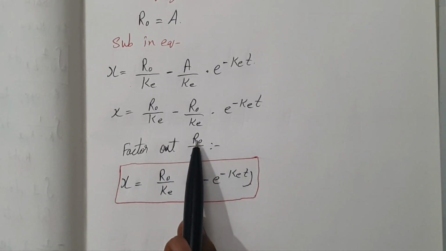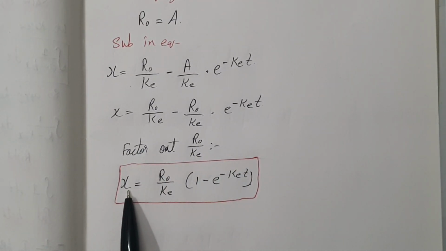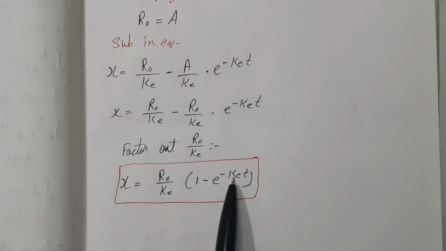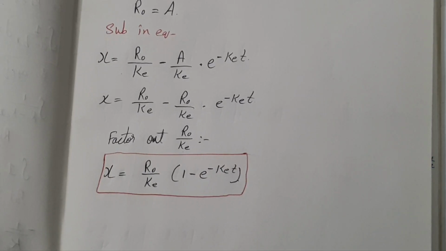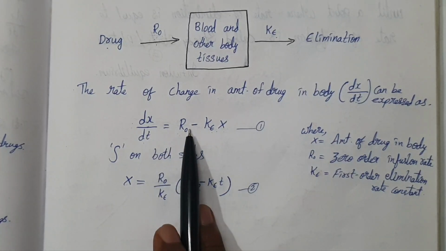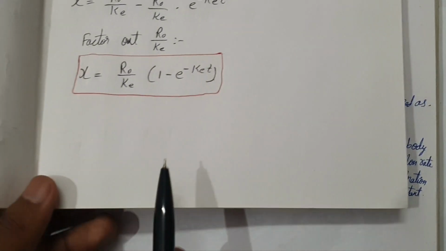When we factor out R naught divided by Ke, our final equation will be x equals R naught divided by Ke, in brackets 1 minus e power minus Ke t. Hope this is a clear concept for you. If you don't want to remember all these steps, just remember that rate in minus rate out becomes this equation, our final equation.